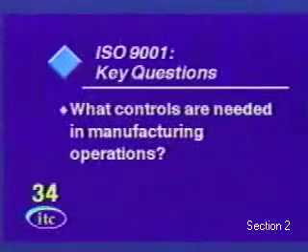What controls are needed in manufacturing operations? In the area of manufacturing operations, ISO requires a company to describe how it assures it has the manufacturing capability in place to meet design and customer requirements. In addition, ISO requires all manufacturing operations to be carried out with clear work instructions that are appropriate for the complexity of work and the level of skill of the workforce.